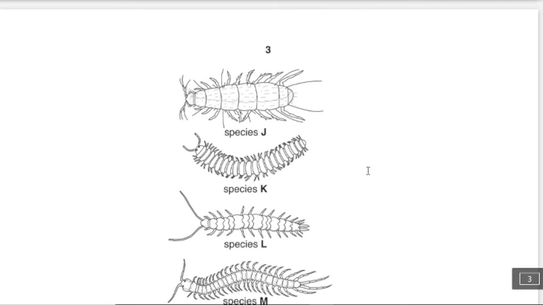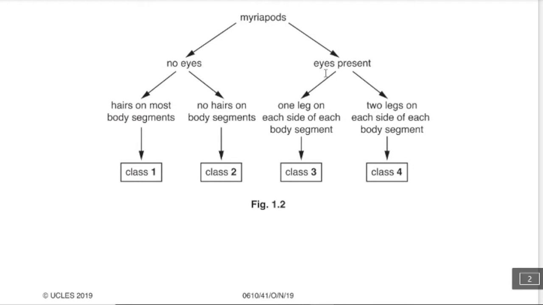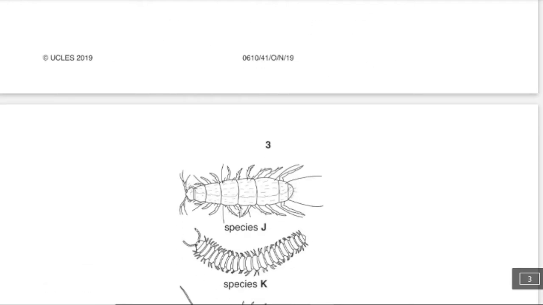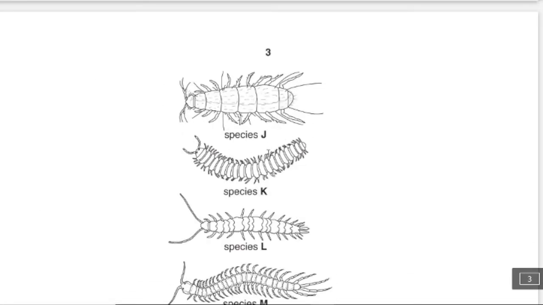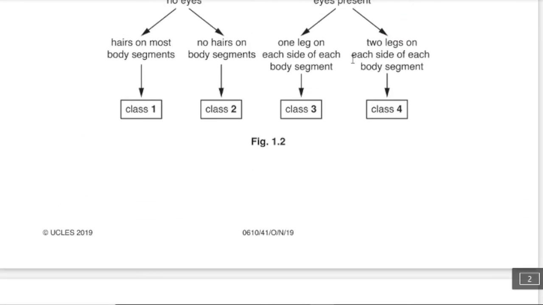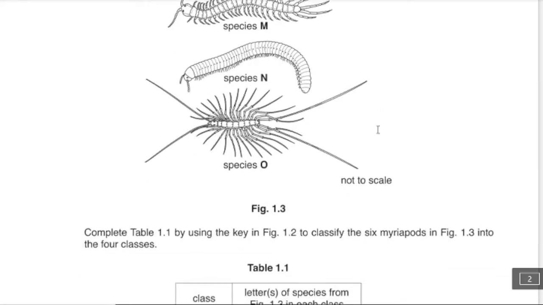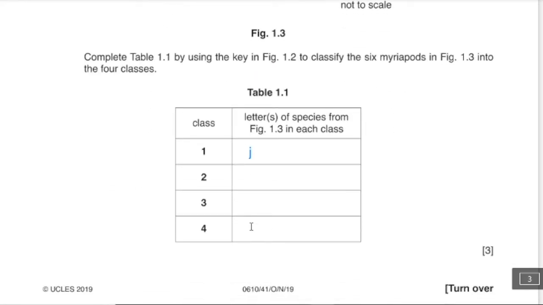Right, let's move on to species K. This one, alright, it has eyes present as we can see over here. These are 2 little eyes, and we need to see if it has 1 leg on each side of each body segment, or does it have 2. Alright, so as we can see over here, this segment has 2 legs on one side, 2 on both sides, which means we're going to have to go with class 4. So we're going to be placing K in class 4.